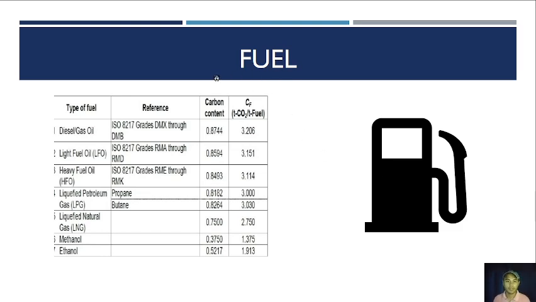Okay, so for fuel, there are different types of fuel on board ship. We have the diesel or gas oil, light fuel oil, heavy fuel oil, liquefied petroleum gas (LPG), liquefied natural gas (LNG), methanol, ethanol, and so much more. Okay, so there is carbon content. Diesel gas oil has higher carbon content than the light fuel and heavy fuel oil. The LPG also, then LNG, then methanol and ethanol have lower carbon content.